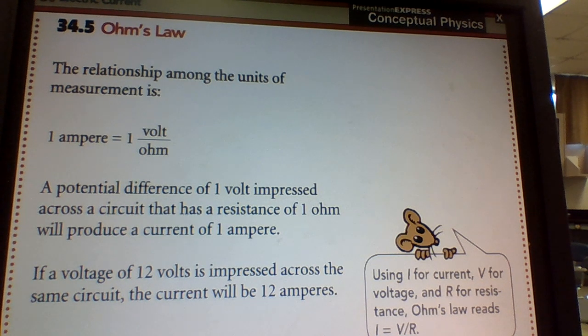Again, I don't prefer I equals V over R that the book is talking about over here. I prefer V equals IR. Just a personal preference, but just remember it one way or the other. Again, get it on your formula sheet for your 34-35 quiz and your electricity and magnetism test coming up in a couple of weeks.